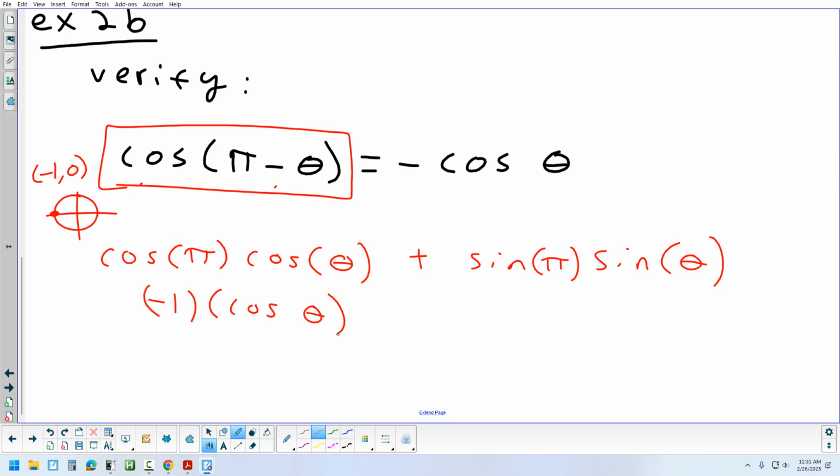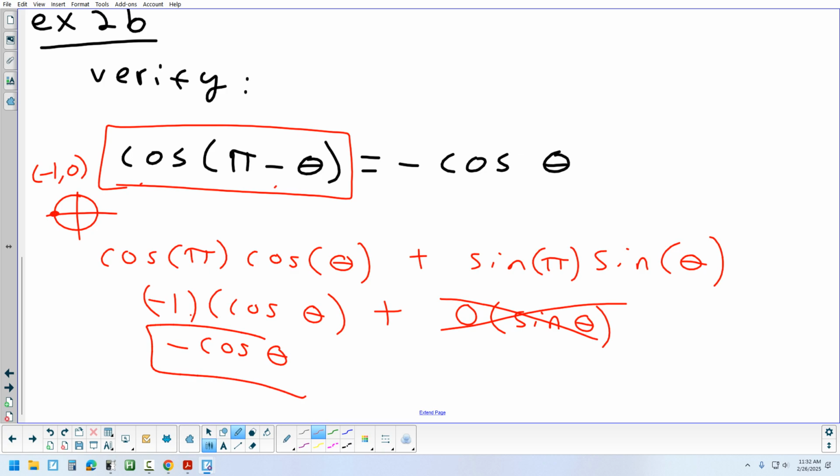times cosine. Plus, now they want the sine of pi. Sine is which letter? The y. What's the y in that coordinate? 0. That's usually what happens in these kind of problems. One part comes out to 0, and it cancels. And what's negative 1 times cosine? And that's exactly what we were supposed to get.